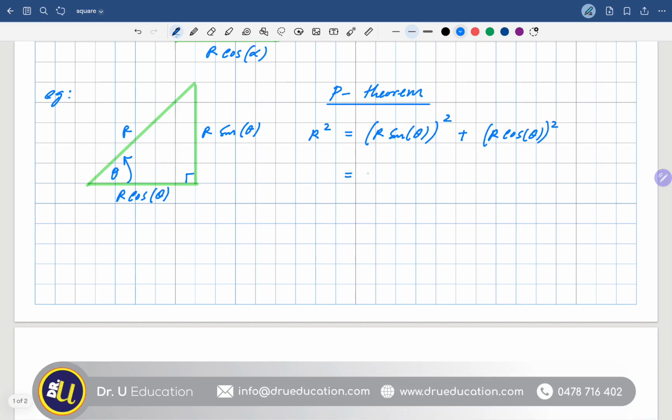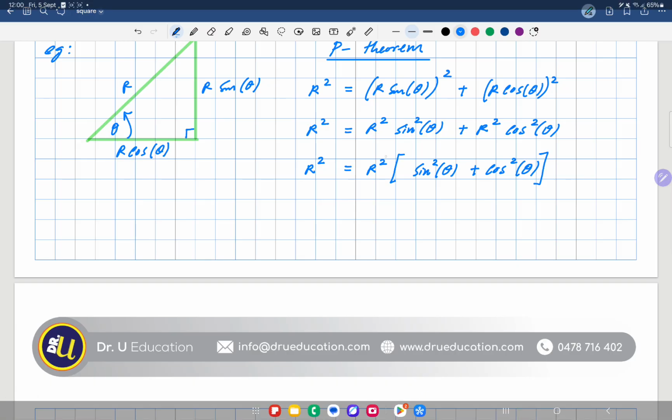Now we will simplify this a little bit. So it's going to be R squared sine squared theta plus R squared cos squared theta, and this is R squared. So now I'm going to factorize R squared. So it's going to be sine squared theta plus cos squared theta, and then you get R squared here.